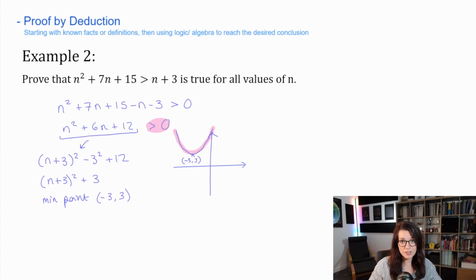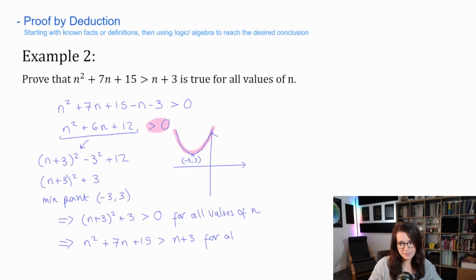For any proof question though, you want to write a couple of statements at the end. So you could say something like, therefore, or this implies that n plus 3 squared plus 3 is always greater than 0 for all values of n. And therefore, the original statement is also true because this was just a rearranged version of this.